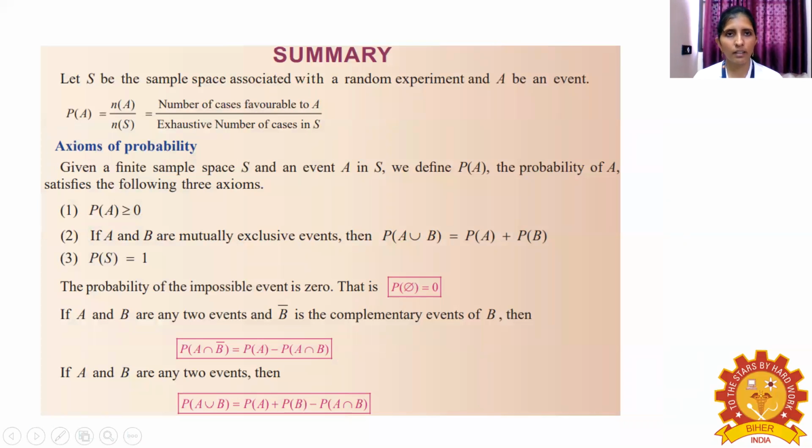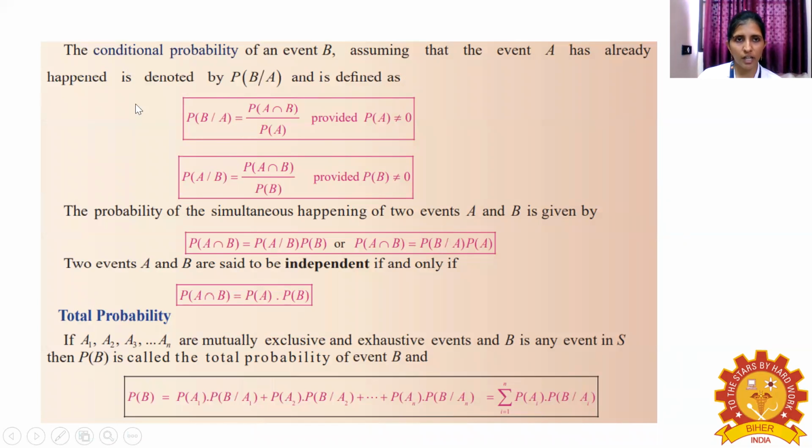So let us see the summary of this lecture. We saw about the sample spaces, the axioms of probability, and definitions about impossible event, complementary events, conditional probability and independent events, and about total probability.